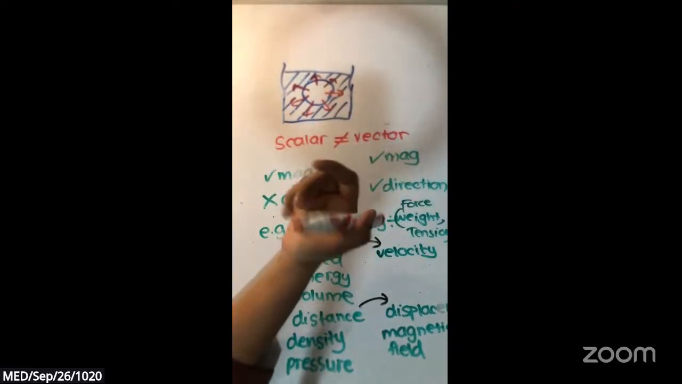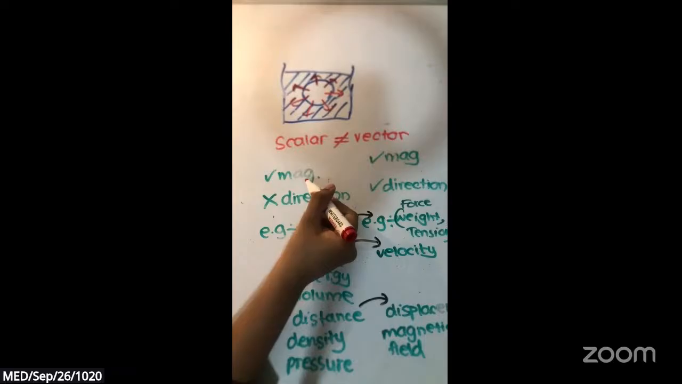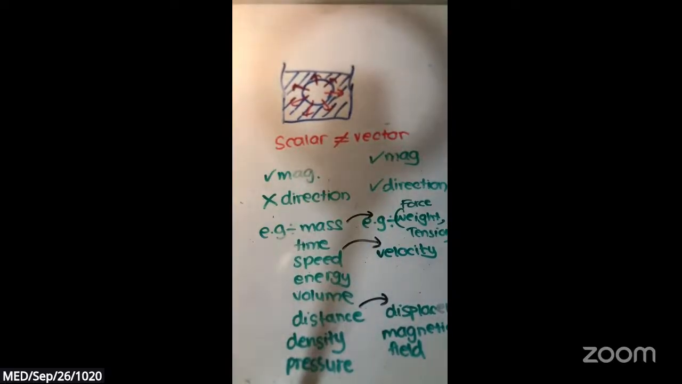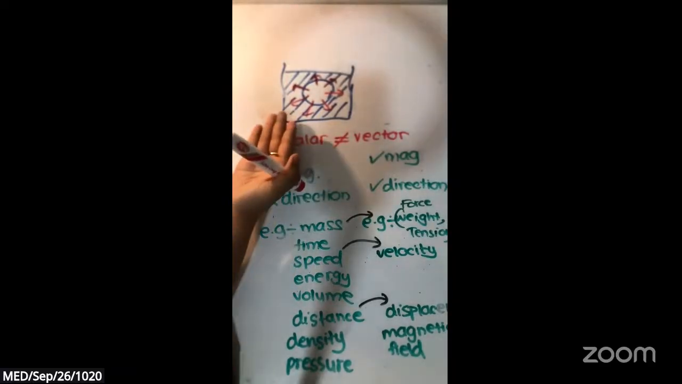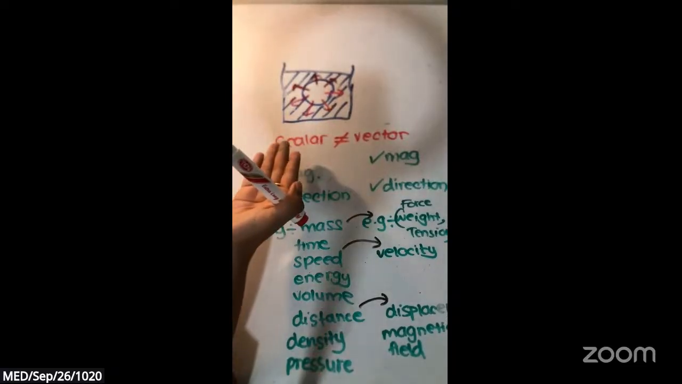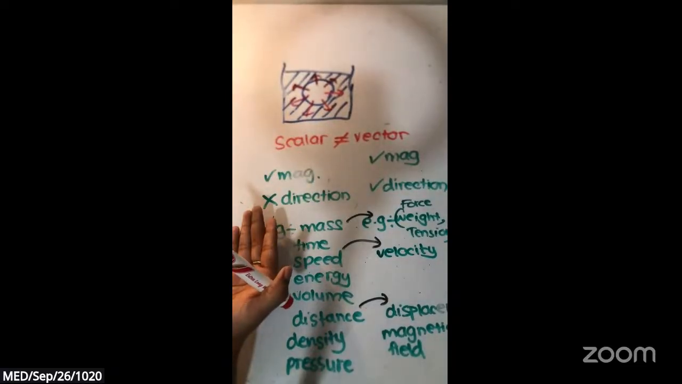Then you might ask me, "Miss, you said a scalar has magnitude, there is no direction, and pressure is an example." No, I'm saying it doesn't have a definite direction. There's no one direction, it's acting in all the directions. So that's what I actually mean. I don't want you to get the wrong idea, so I'm giving you the right idea.